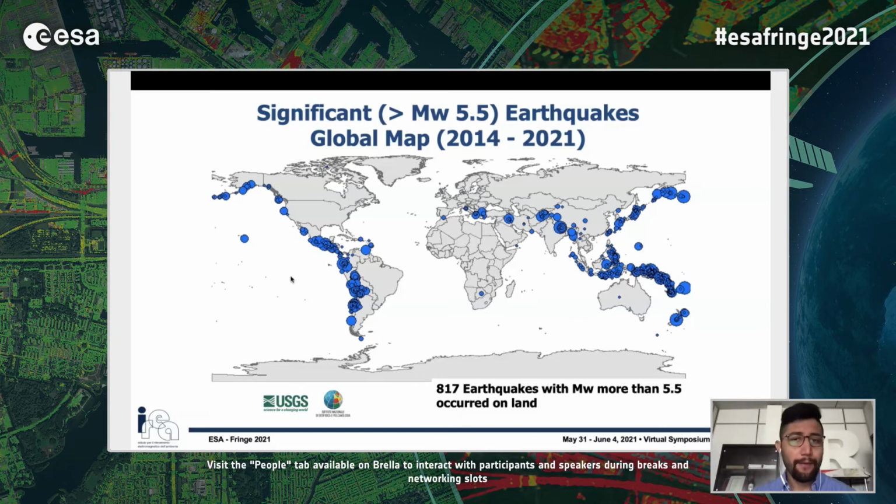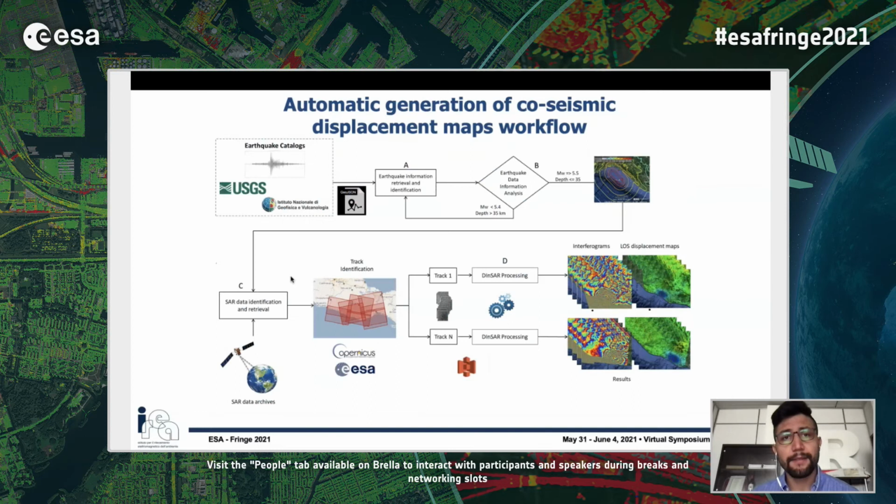So we have this information, we have images, we have algorithms. Why is it not possible to propose facilities to generate in an automatic way the possibility to obtain interferograms and line-of-sight displacement maps of the significant earthquakes around the world? In this case, we propose this automatic generation of seismic displacement maps. This is the general workflow.